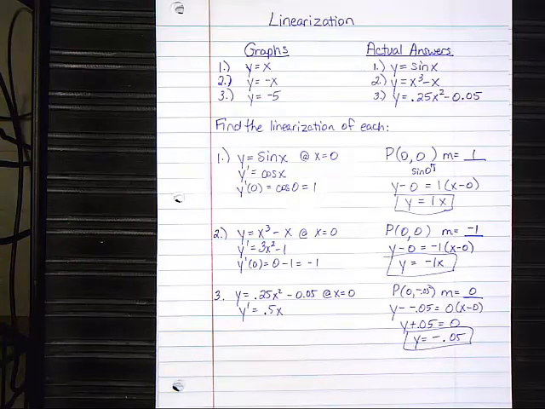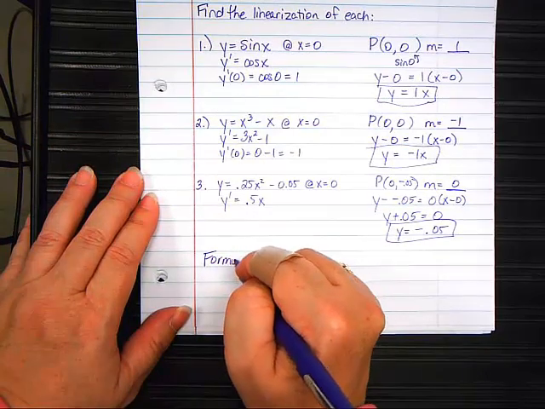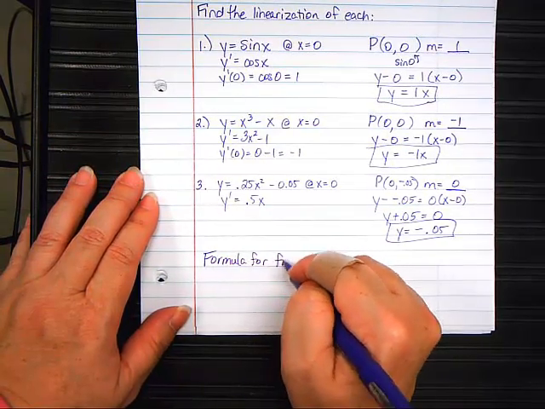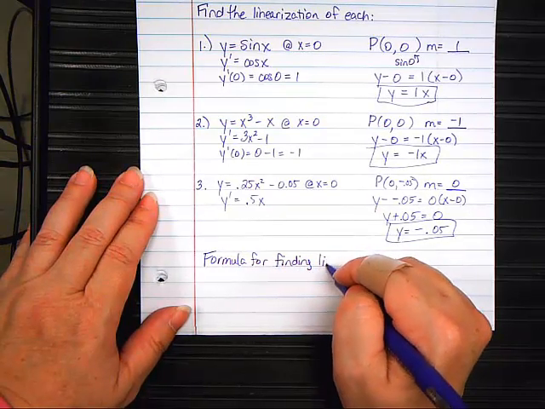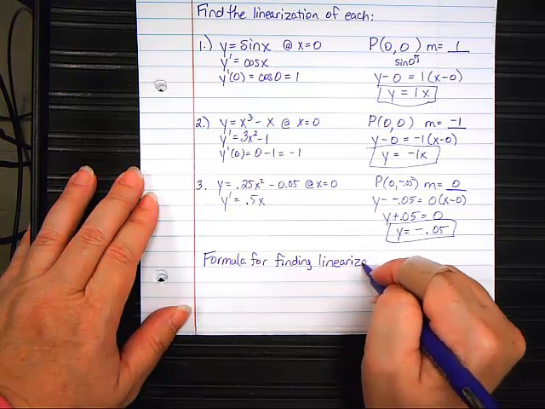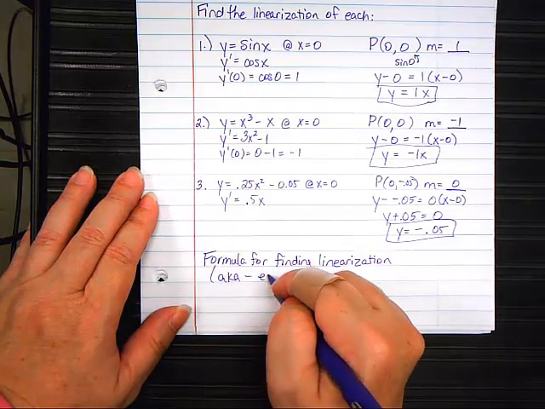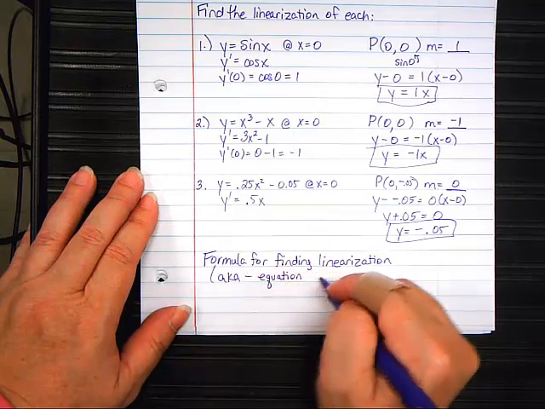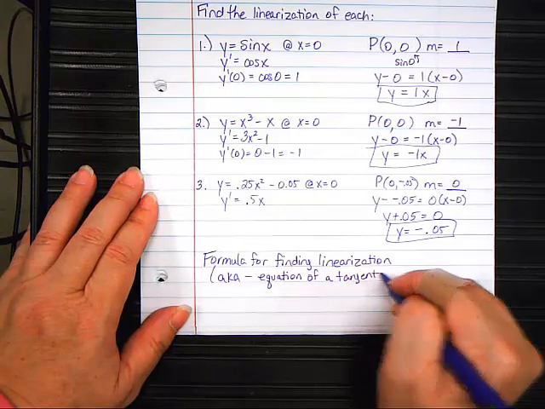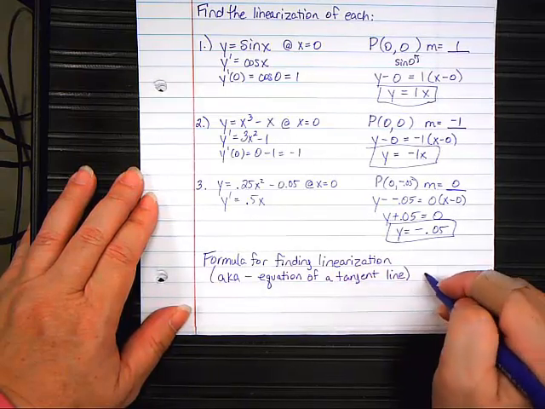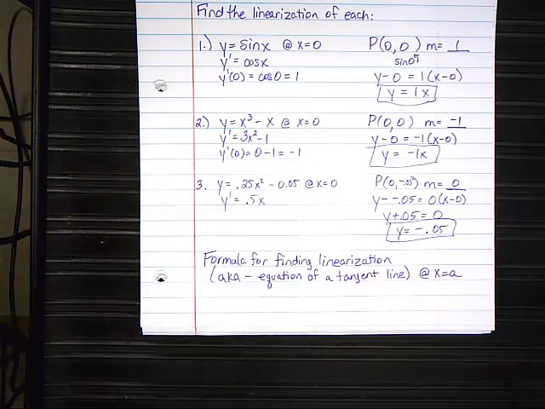Y'all agree? Okay. So now we're going to write an official formula for finding what is called a linearization. And what you need to remember, it's the same process as finding the equation of a tangent line. It's just got a new name. At x equals a. It will always give you a point to center the line on.